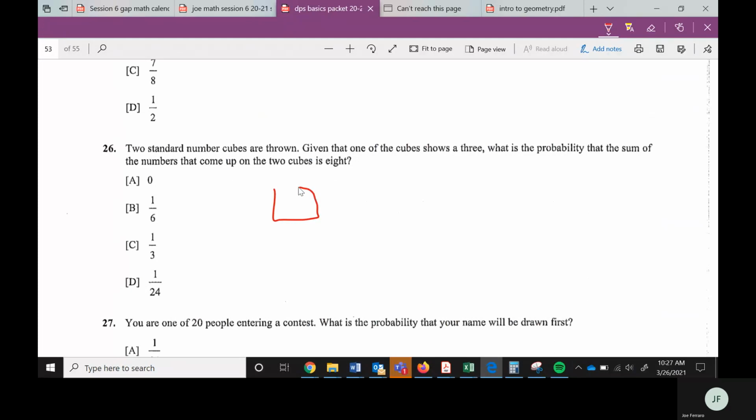So the first one, we have a 3. The probability of that happening is 1/6. Okay. On the second one, what do we need here if we want the sum to be 8? Okay, well, 3 plus what is 8? We need a 5. Okay, so if we look at this, hold on here, 1 second.